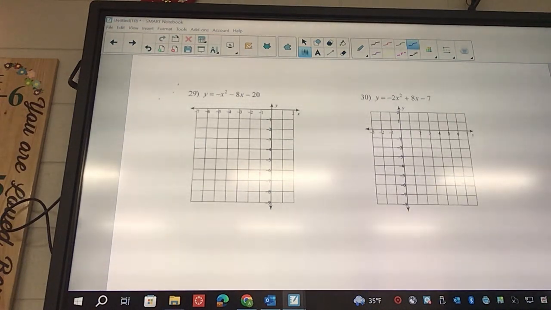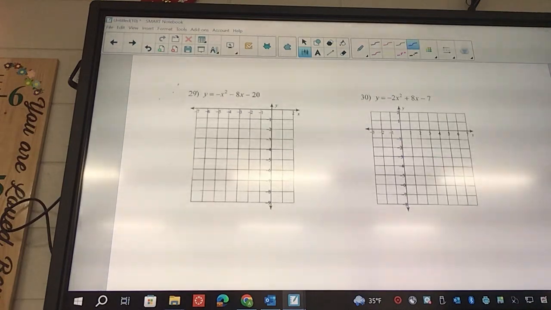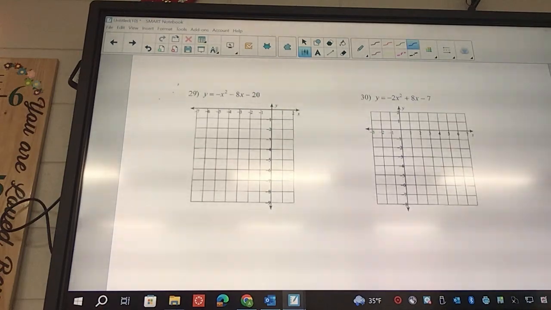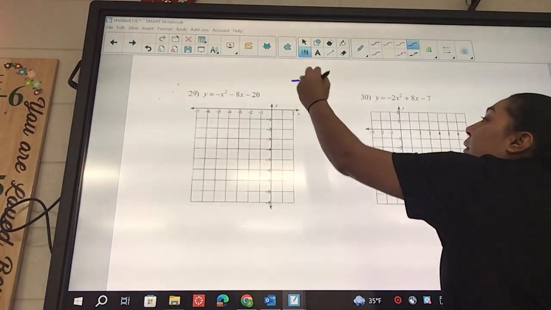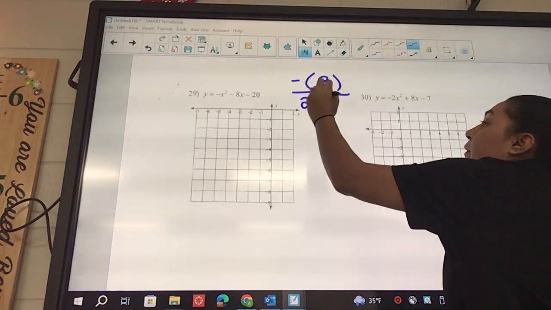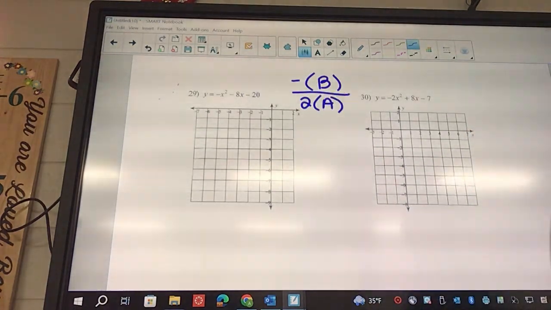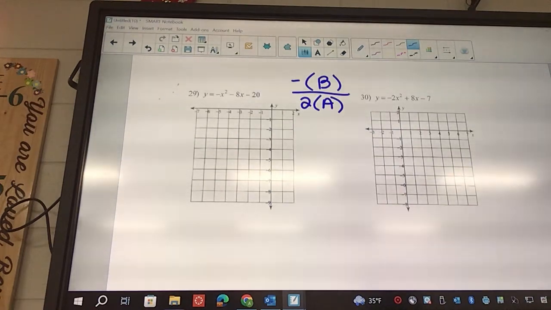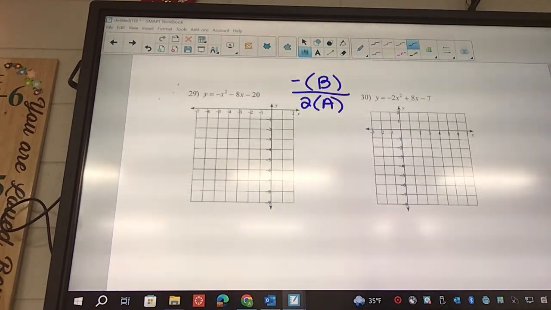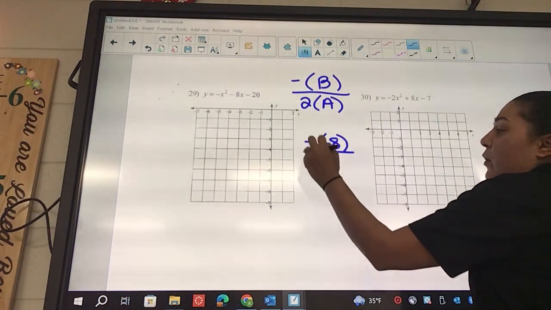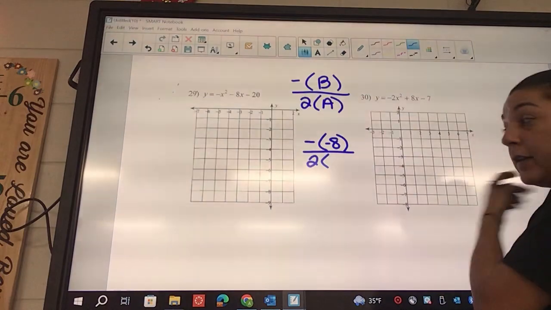It goes negative, then B over 2A. I know you guys can get it mentally. So we're gonna do negative B over 2A. So what is my B? Negative 8. Over 2. What's my A? Negative 1.